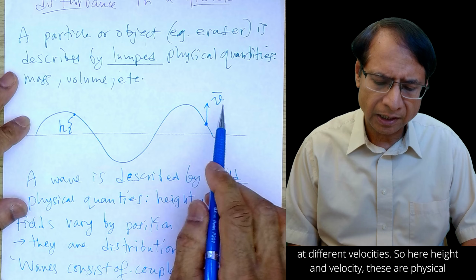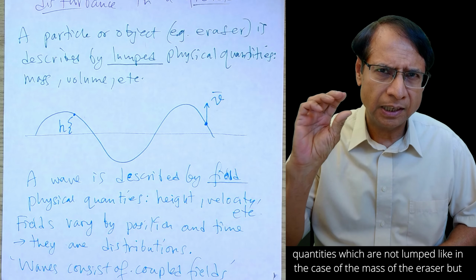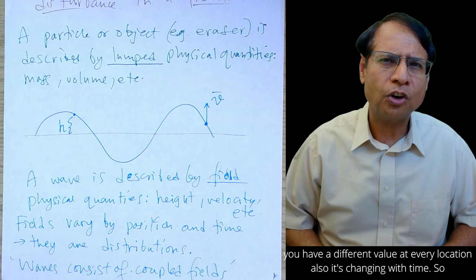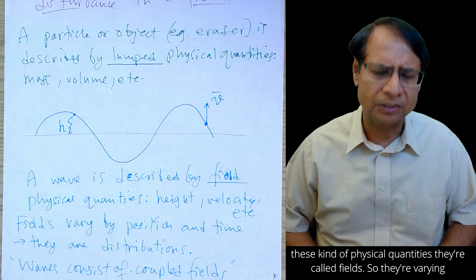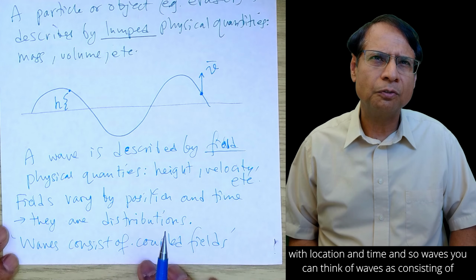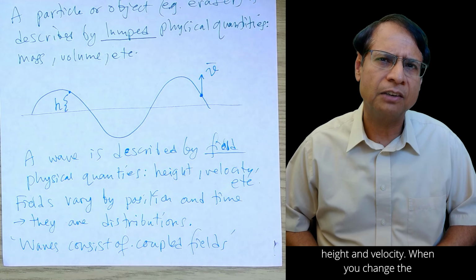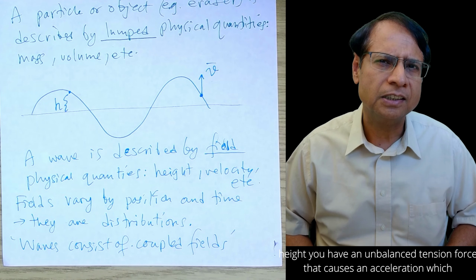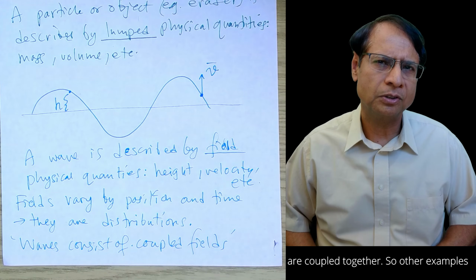So here, height and velocity are physical quantities which are not lumped, like the mass of the eraser, but you have a different value at every location. Also it is changing with time. These kinds of physical quantities are called fields. They're varying with location and time. And so you can think of waves as consisting of coupled fields. In this case, you have height and velocity. When you change the height, you have an unbalanced tension force that causes an acceleration, which leads to a velocity. So these two fields are coupled together.